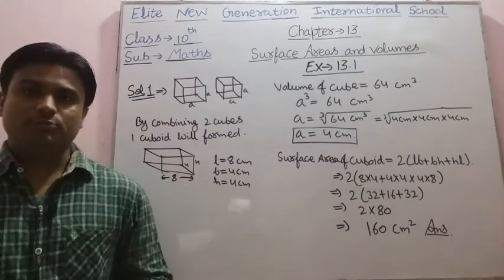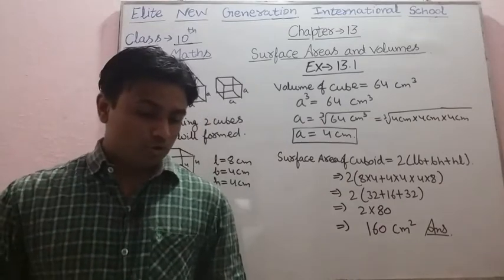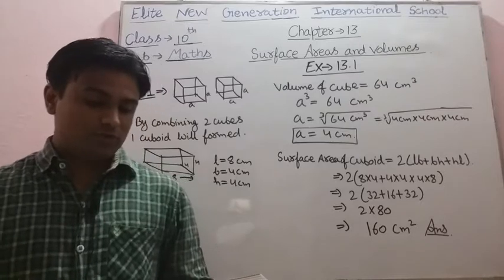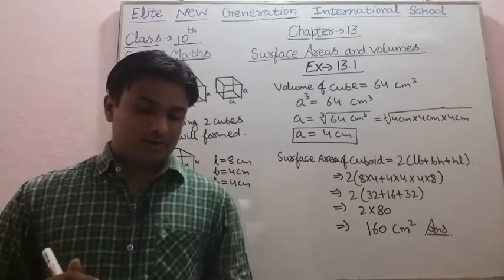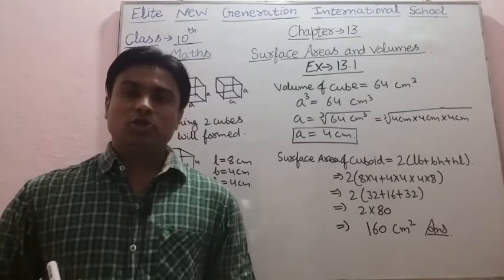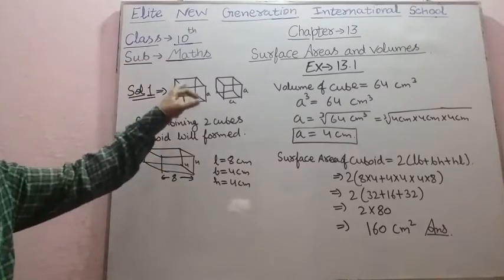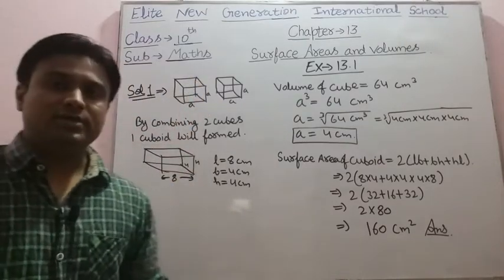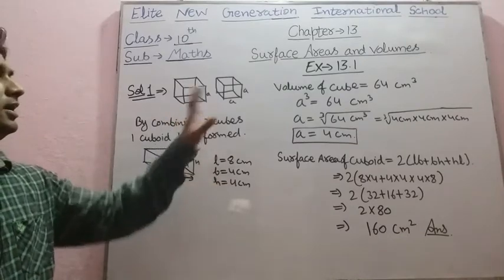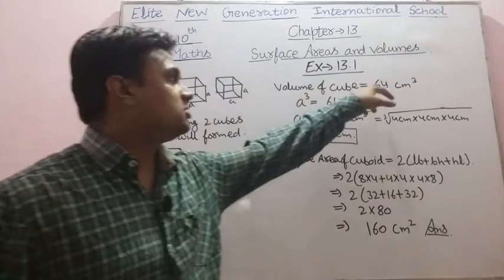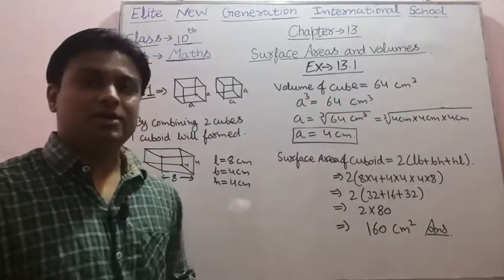In exercise 13.1, see question number 1. In question number 1, we are given two cubes, each of volume 64 centimeter cube, joined end to end. Find the surface area of the resulting cuboid. Since both cubes have volume 64 centimeter cube, we can take the edge of the cube as A. Volume of cube is 64 centimeter cube, therefore A cube equals 64 centimeter cube.